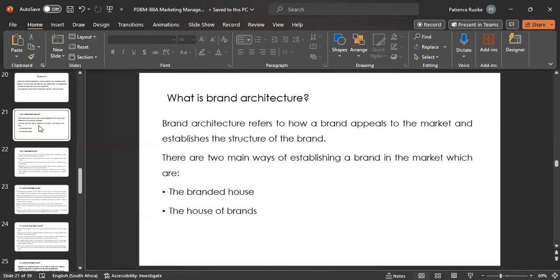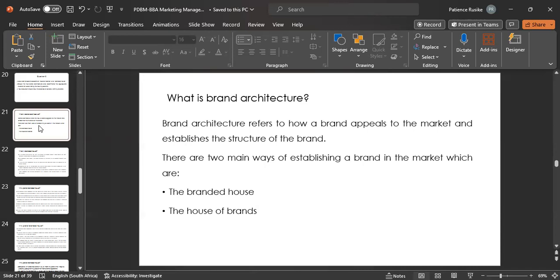So basically, a brand architecture refers to how a brand appeals to the market and establishes the structure of the brand. So it is how a brand appeals to a certain market, right? Or how it establishes itself or how it positions itself in the minds of customers, right? So it is more like positioning of the brand. So there are two main ways of establishing a brand in the market, which are the branded house and the house of brands, which we want to talk about.